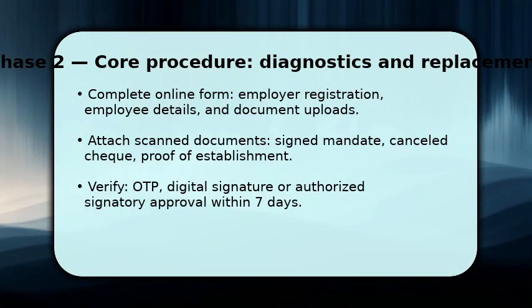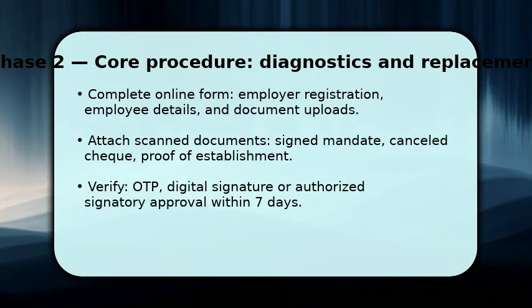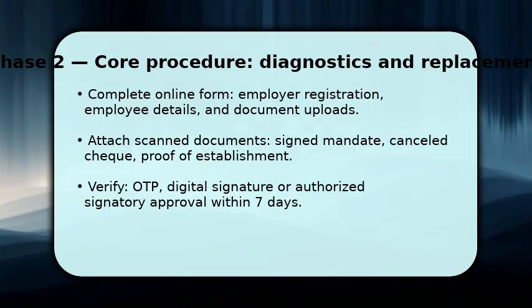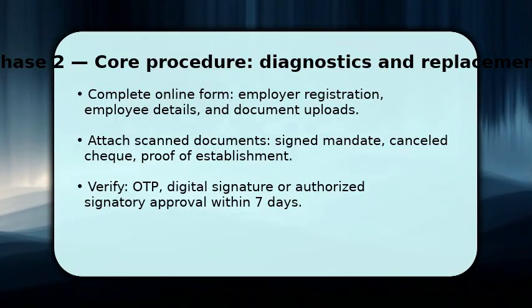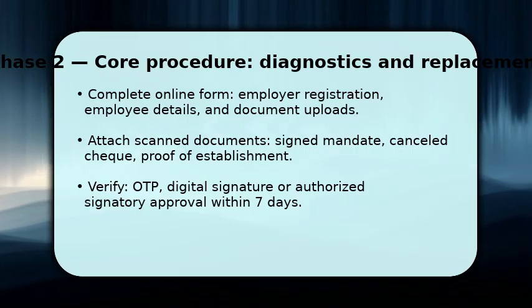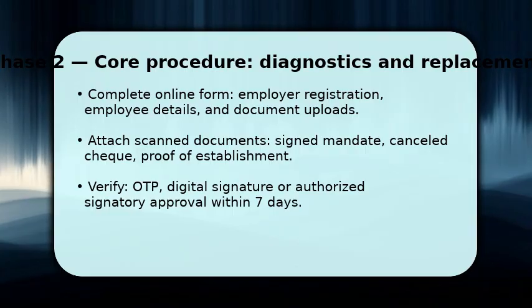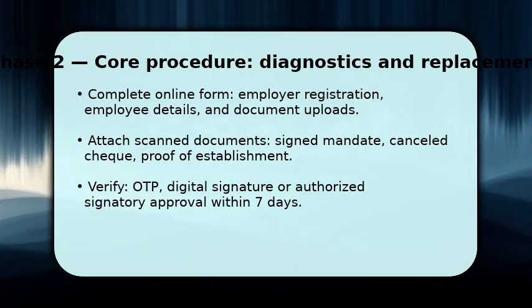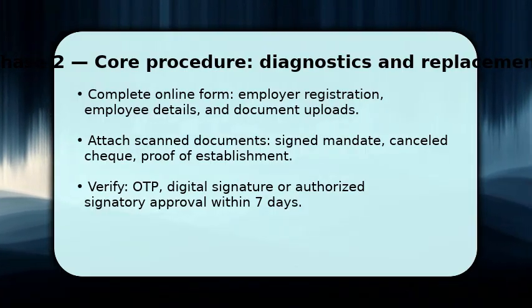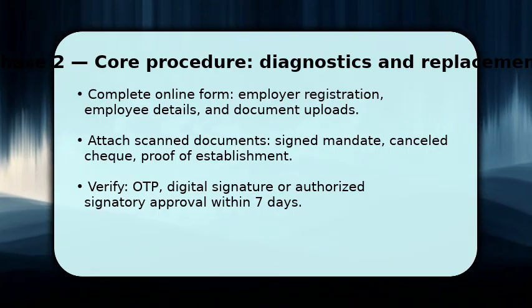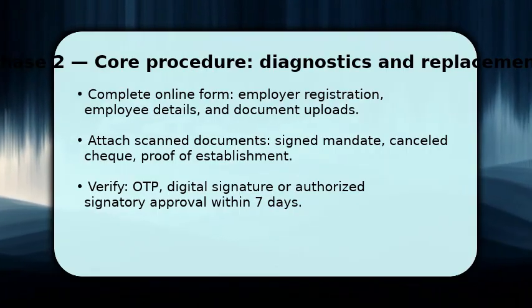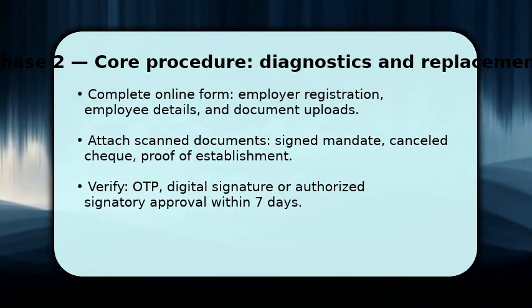You now complete the registration process on the ESI portal. Start by filling employer registration and adding employee records precisely, then upload scanned documents like the canceled check and establishment proof. After submission, verify the application using OTP or the authorized signatory's digital signature. This step confirms identities and prevents rejection.